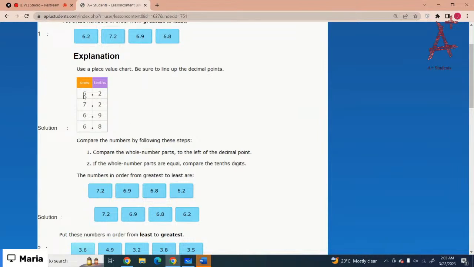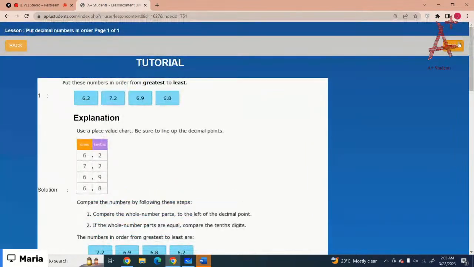Let's look at all the numbers. They have whole numbers 6, 7, 6, 6. That means 7.2 is the greatest one because it has the greatest whole number. Now look at the decimal parts of the rest of the numbers: 9, 2, 9, 8. Now you have to look for the greatest one. 9 is the greatest one. That means the first one is 7.2, the second one is 6.9, the third one is 6.8, and the fourth one is 6.2. So these are the two basic steps you have to follow when comparing decimals. Let's start with the practice questions.